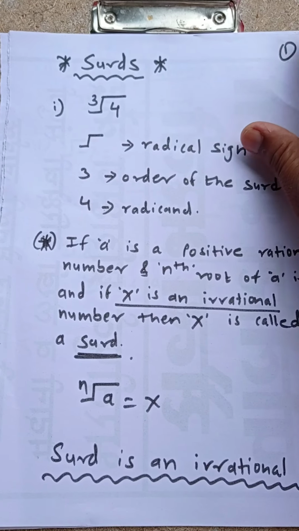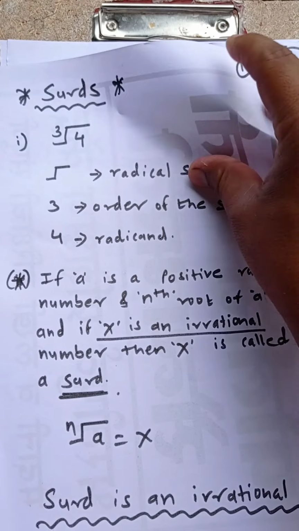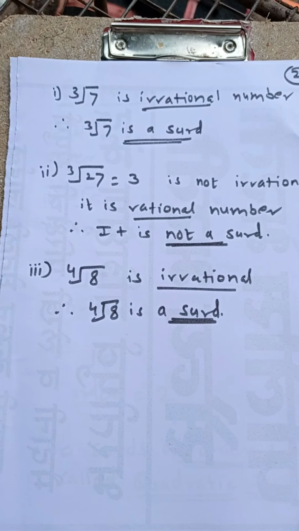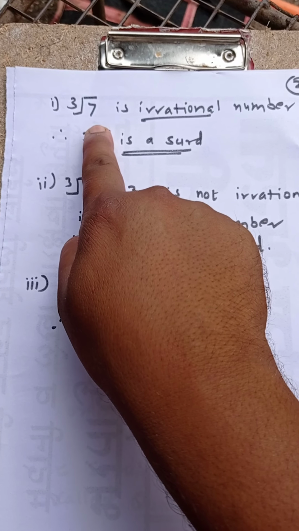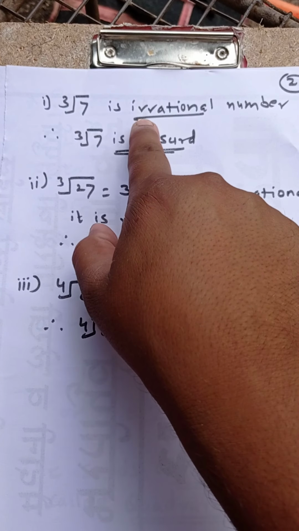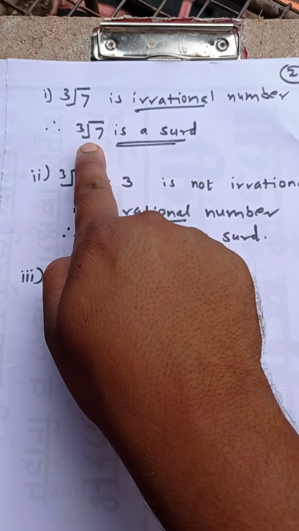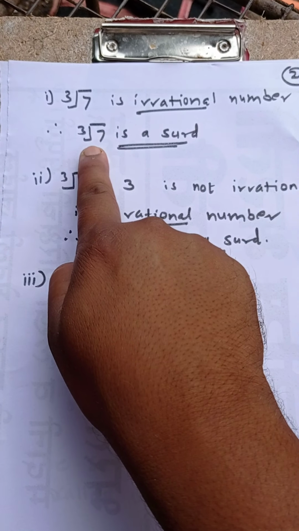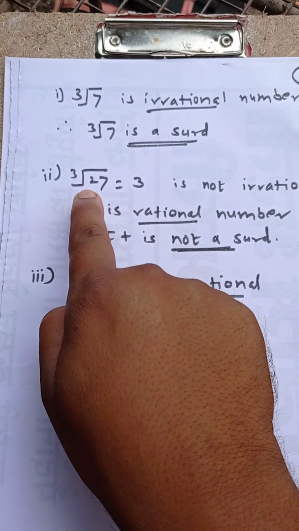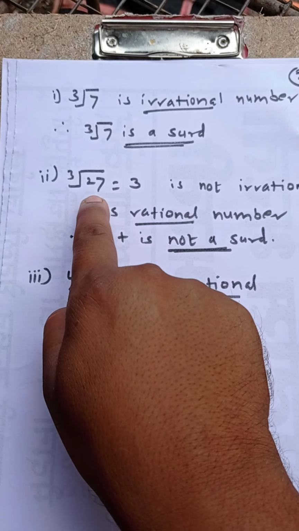Let us learn this from a few examples. Now here, the third root of 7, that is the cube root of 7, is an irrational number. Now it is a surd. Why is it a surd? Because the cube root of 7 we cannot find out. So this is a surd.